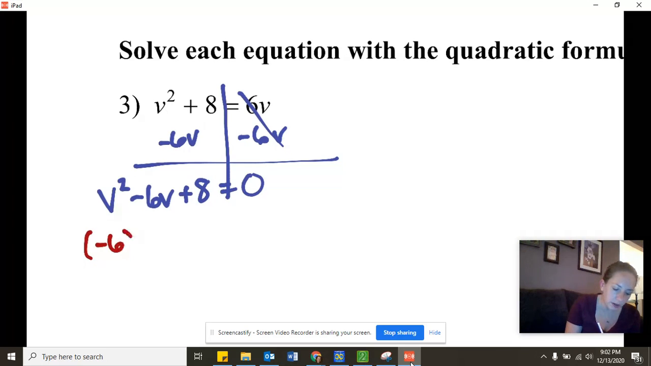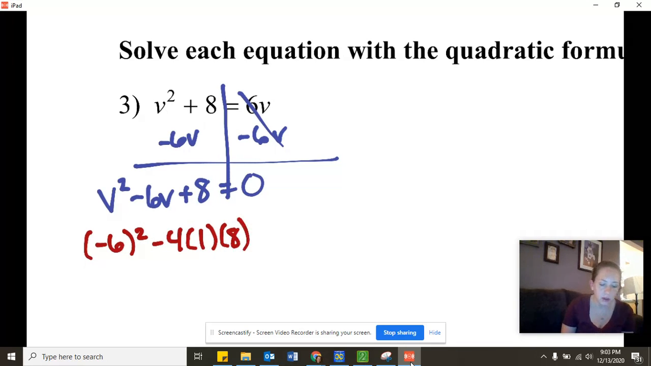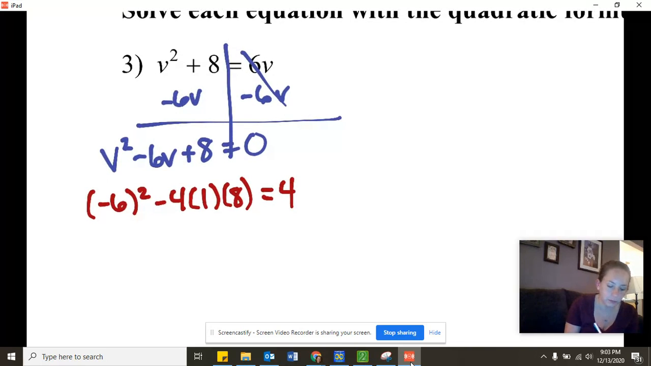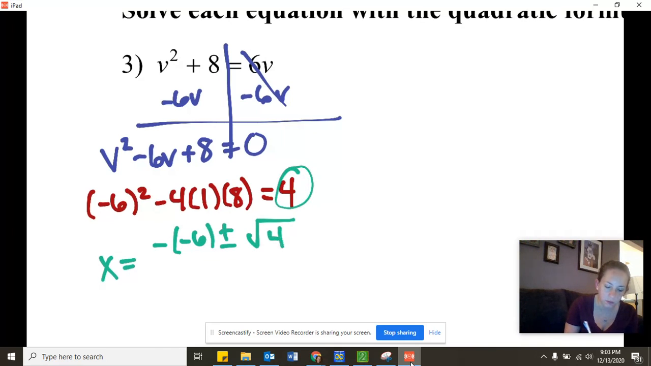So I've got b squared minus 4ac, so that's going to be 36 minus 32, which is 4. And then the rest of the quadratic formula is x equals the opposite of b plus or minus the square root of 4, whatever I got there, over 2 times whatever a is.